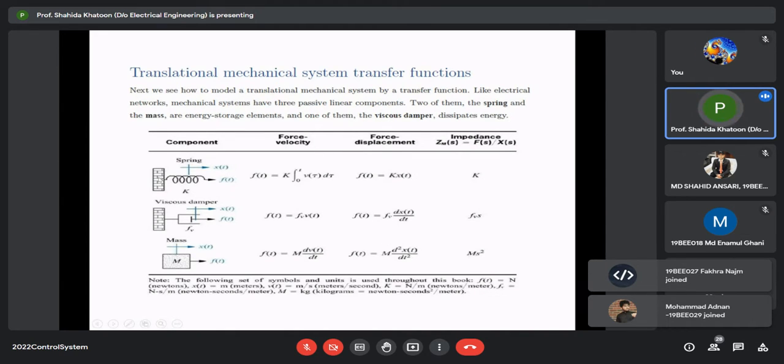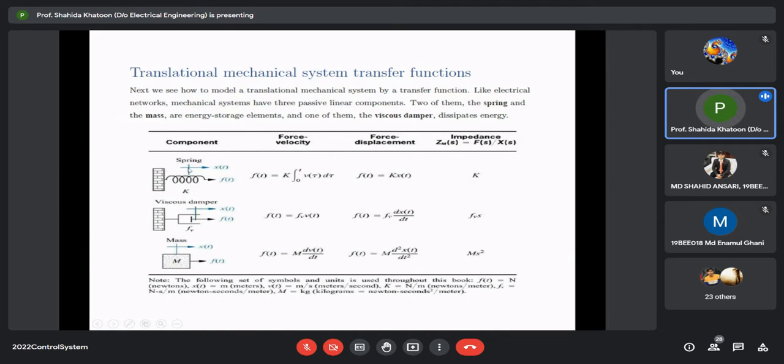The spring is attached to a rigid wall and it is stretched with a force f(t) so that it travels a distance x(t) in this direction, and the spring constant we are taking as K. So force velocity in this case, if you derive the force equation, f(t) is basically K integral v(tau) d tau, where v is the velocity of the spring and x is the distance of the spring. So if you integrate the velocity, you get the distance, as you are familiar from your basic physics knowledge.